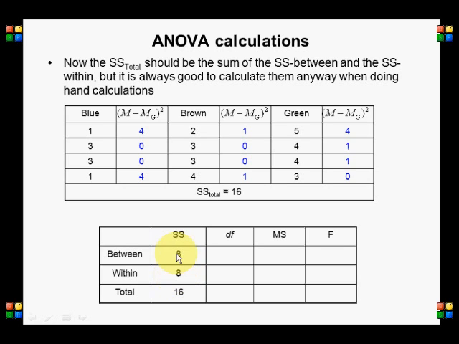So again, between is basically measuring how different the groups are from the overall mean. And within group sum of squares is looking at how people vary within each group.